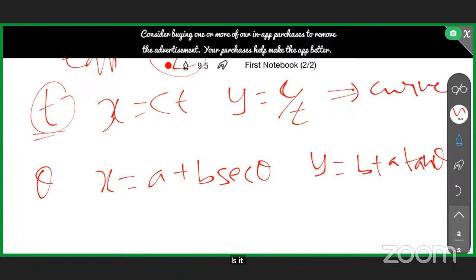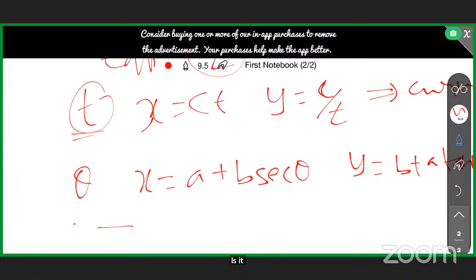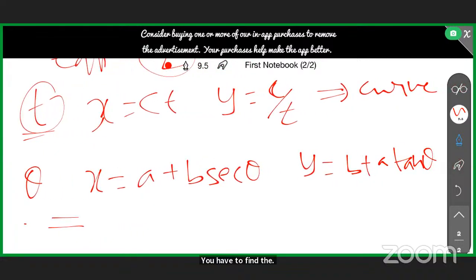We have to find the locus of this equation. What is the locus of this point? Here also same thing, you have to remove the theta. So please use all the basic ideas and basic formulas of your trigonometry.